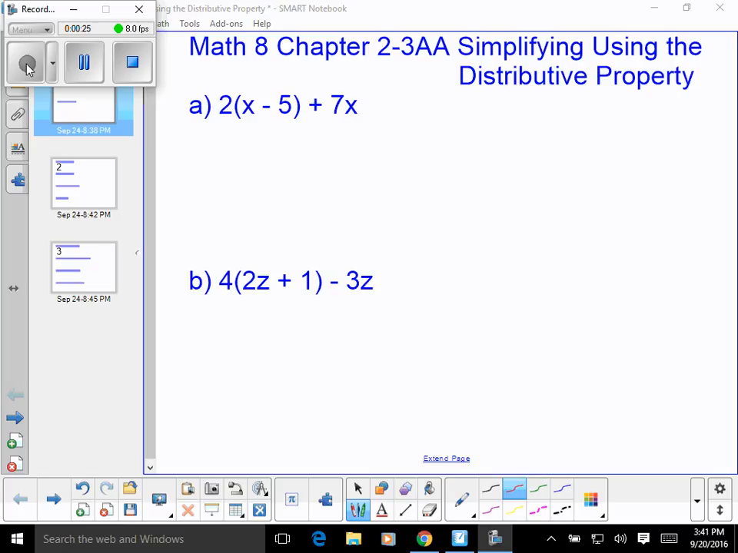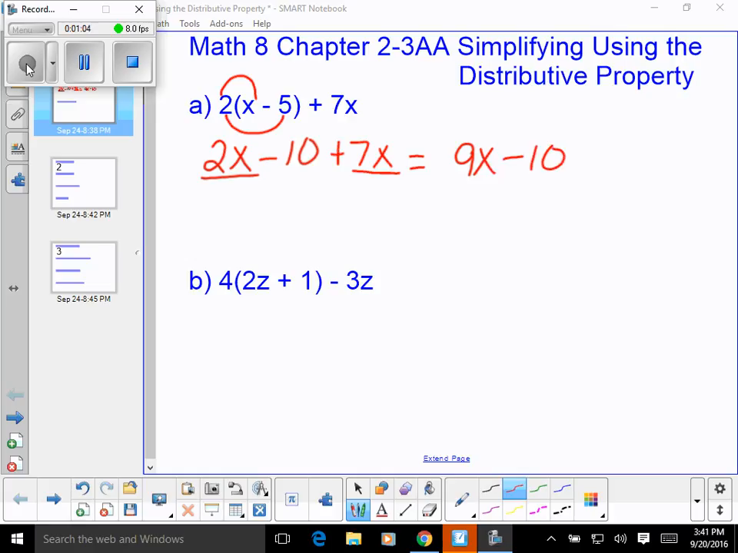My first process is to distribute 2 to the x. 2 times x, remember that distribution is multiplication, and distribute 2 to the 5 and get 10. I still have to copy my other term, 7x. Now, working with like terms, like we did with chapter 2, 3A, means I'm going to take this 7x and this 2x and add them together, 9x. And I still have the minus 10.